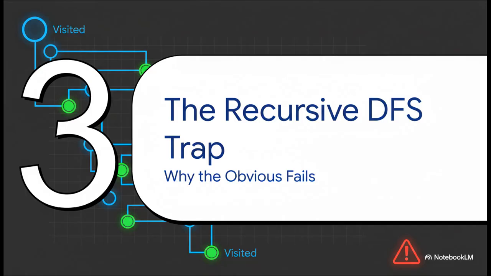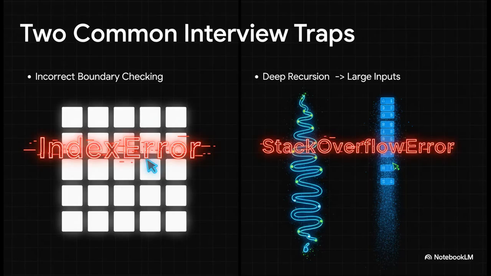Okay, so you're feeling pretty good, right? You spotted the graph, you picked an algorithm, recursive DFS, but this is the exact moment where a lot of candidates stumble because the most obvious way to write this code has two really critical weaknesses that can literally crash your program. And here they are, the two big killers. First, checking a cell that's off the grid, which immediately throws an error and stops your code cold. And second, something a little more sneaky, the stack overflow error. This one happens when your recursion just goes too deep, and it is a classic way to fail grid problems.